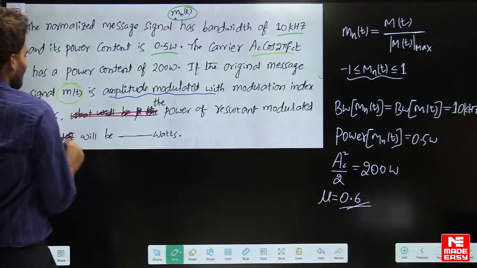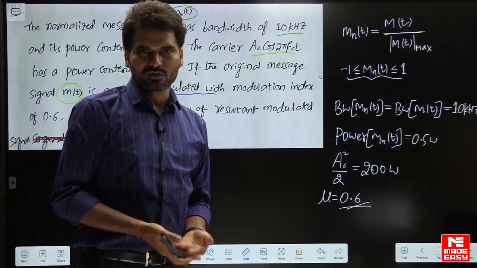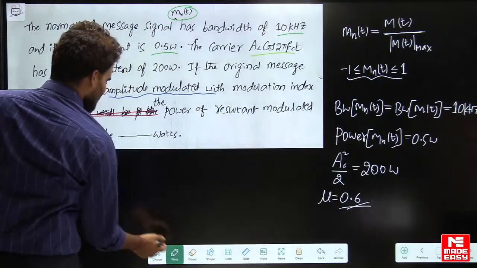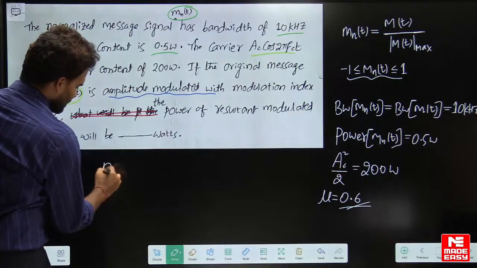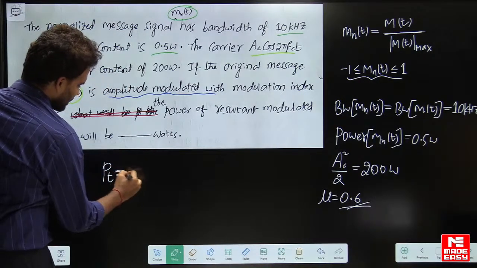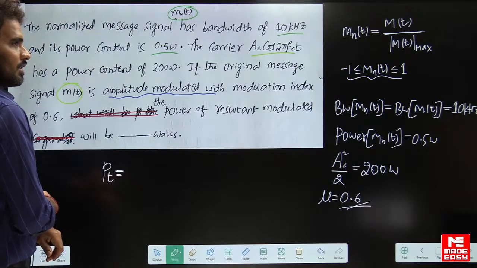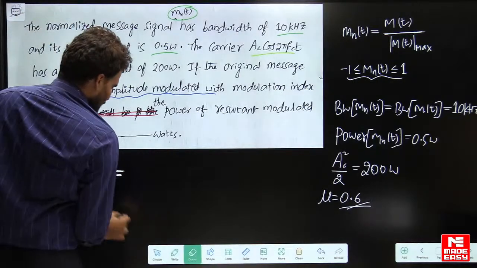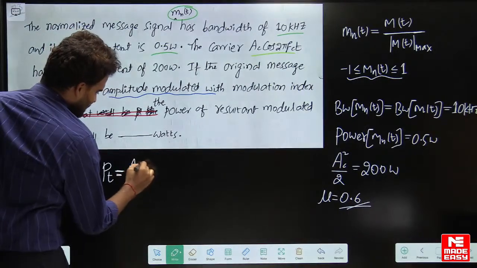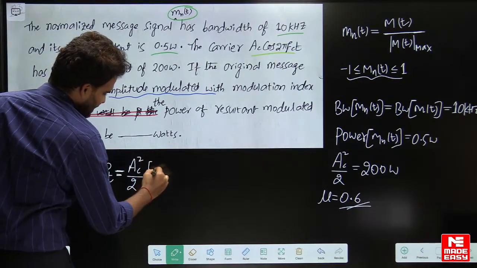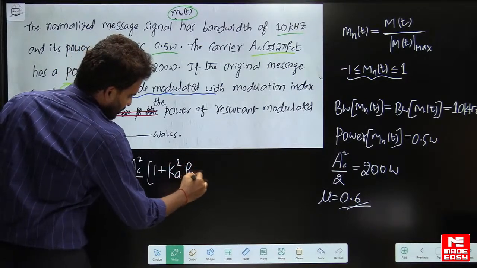Okay. Is it a sinusoidal message signal or a non-sinusoidal message signal? That is unknown here. We don't know that. Then we use the general formula to find the power of AM. So the general formula: PT is equal to AC squared by 2 into 1 plus Ka square PM.